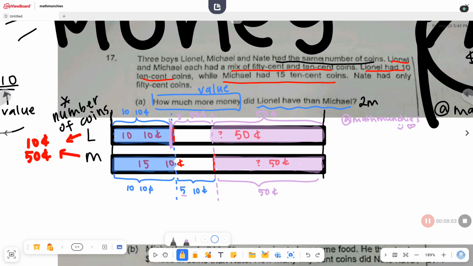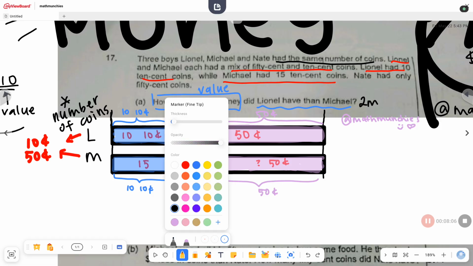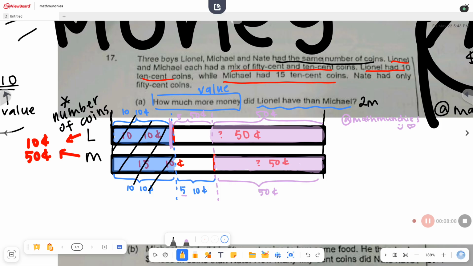So, what does that mean? It means that here is the same, I don't need to care. Here is the same, I also do not need to care. Correct or not? So, I just focus on the middle part. So far, so good. Okay? So, what does that mean? It means that in this middle part, this zone right here is 5 50 cent coins. And this zone right here is 5 10 cent coins, right? So it means that Lionel has 5 50 cent coins.